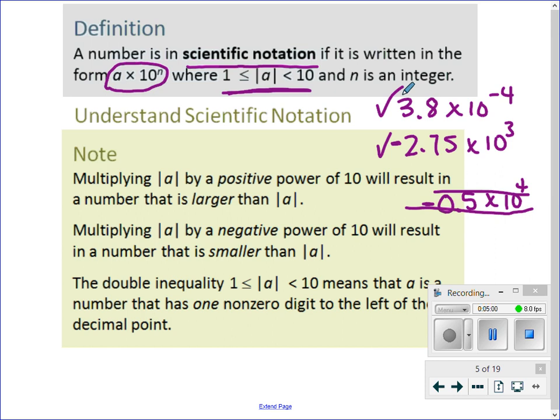We have one number and then the decimal point. The number cannot be a 0. Or if we had 10.7 times 10 to the minus 7, this 10.7 is not between 1 and 10. That is not scientific notation. So you take the absolute value of this number, and that number has to be between 1 and 10. Or if you think of a negative, it has to be between negative 1 and negative 10. You cannot have 2 digits before the decimal point, and you can't have a 0 before the decimal point.